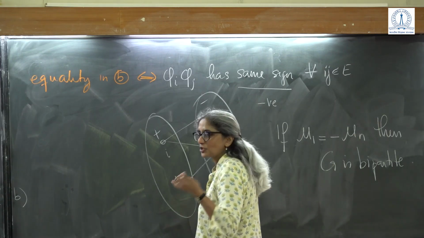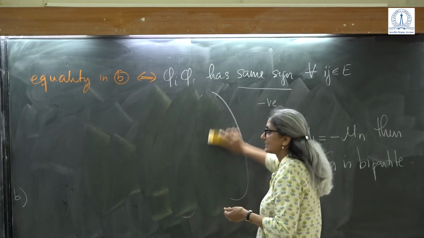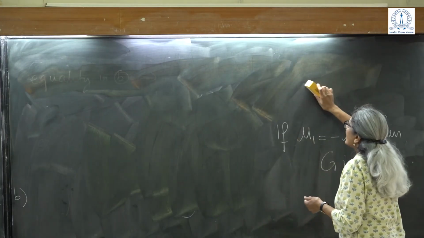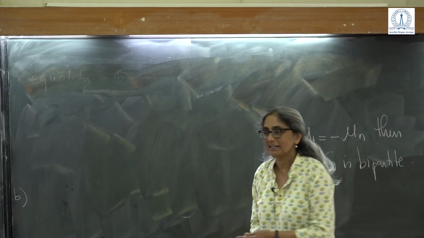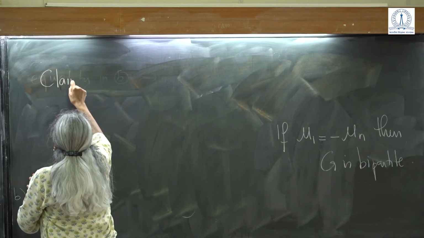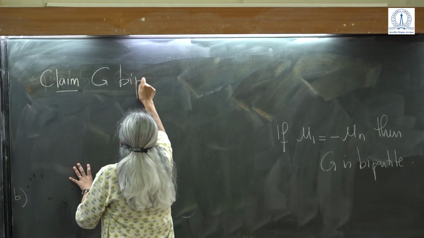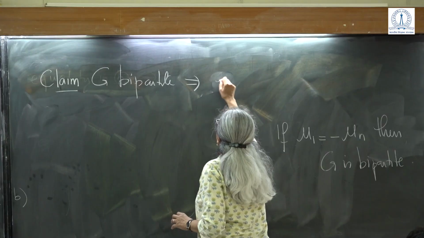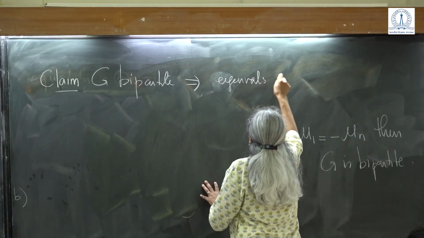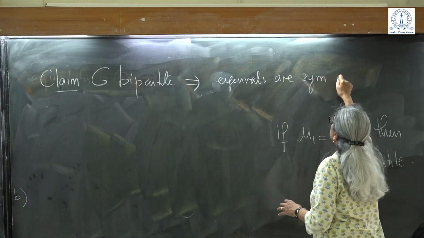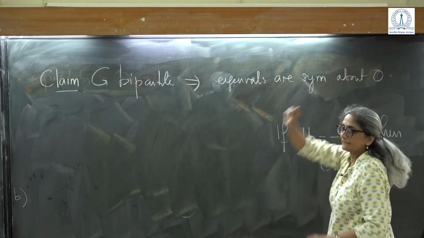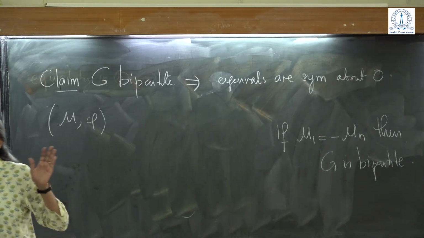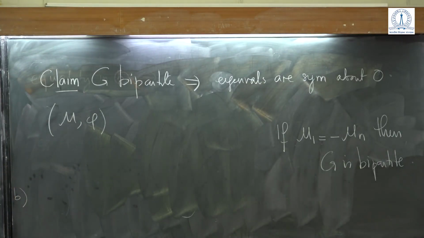So what do we have to actually show? It's a much easier proof than this. I want to argue that if mu is an eigenvalue, minus mu is an eigenvalue, okay? So the claim is that G bipartite implies eigenvalues are symmetric about 0. Okay? So let's pick an eigenpair, mu, phi. This is not the biggest or smallest or anything, just some eigenpair.